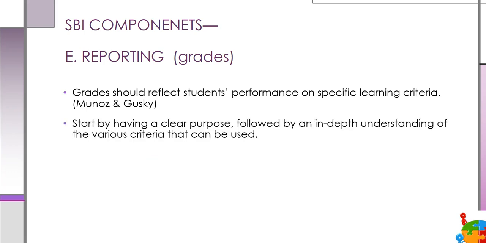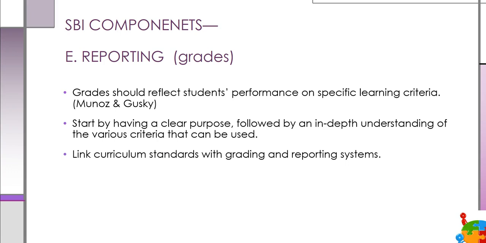So for standards-based instruction, we need to start by having a clear purpose, followed by an in-depth understanding of the various criteria that can be used for the students. And you have to have a link between the curriculum standards with the grading and the reporting system. And as I've said, we'll look at some of the Hunter format, some of the other systems that are being used out there that you guys are using if you're in North American Division, and how you can use that to link the curriculum standards with the reporting system so that you don't have to necessarily depend on the letter grade A, B, C, D, E, F.